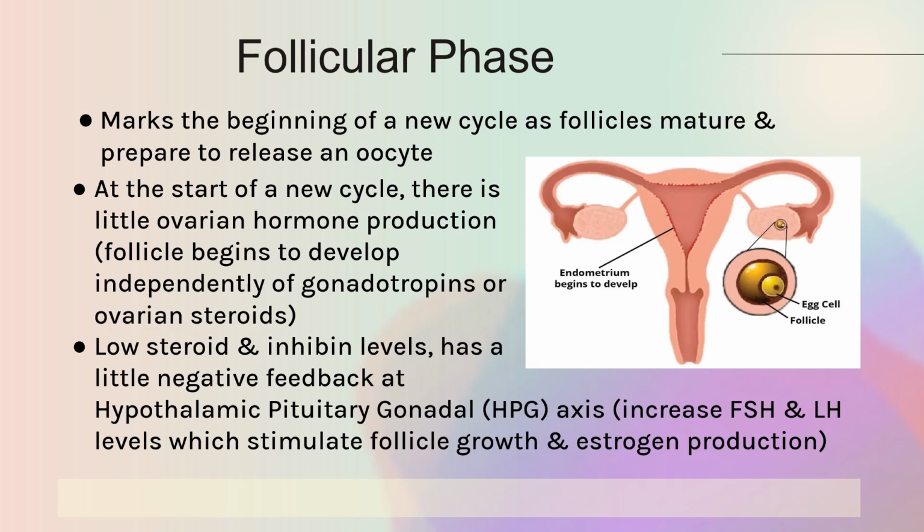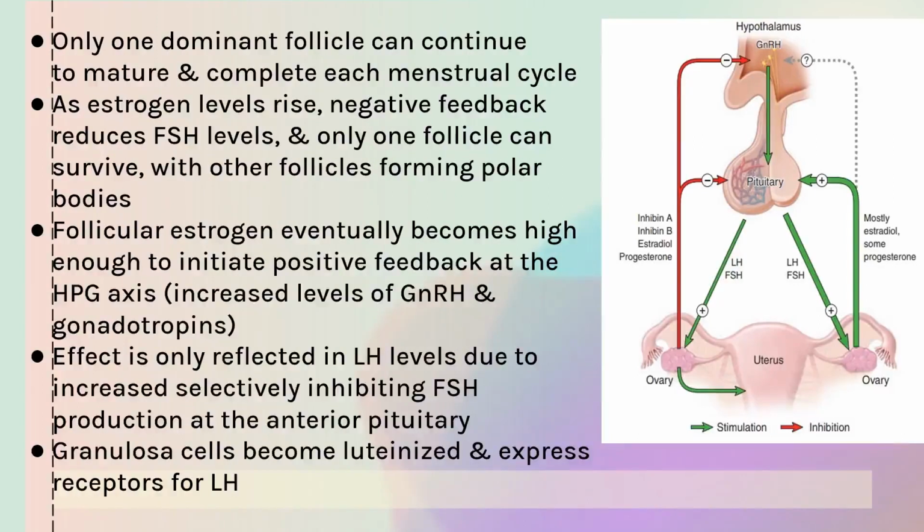This results in low levels of steroids and inhibin, which have limited negative feedback on the HPO axis. As a result, FSH and LH levels increase, stimulating follicle growth and estrogen production. This initial phase sets the stage for the development of ovarian follicles and the subsequent hormonal changes in the menstrual cycle. Only one dominant follicle can continue to mature and complete its development.